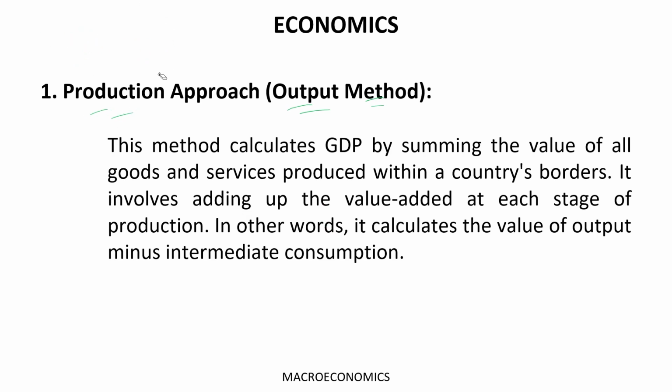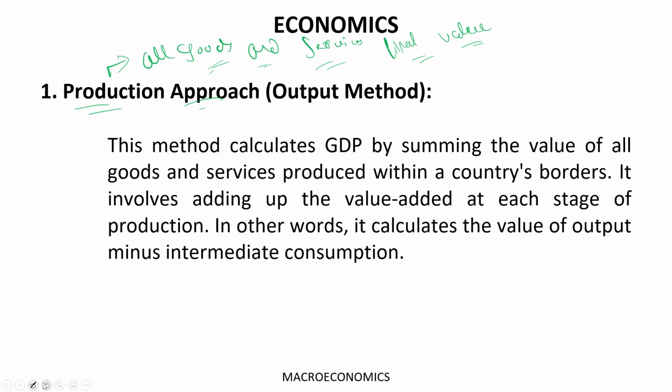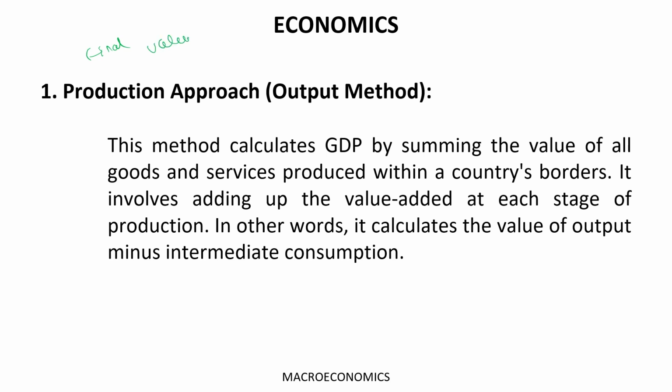So basically, we could say the production method deals with all goods and services' final value. All goods and services' final value is considered under the production approach. Alright. So what is the final value, and what is the intermediate value? Let's understand it.